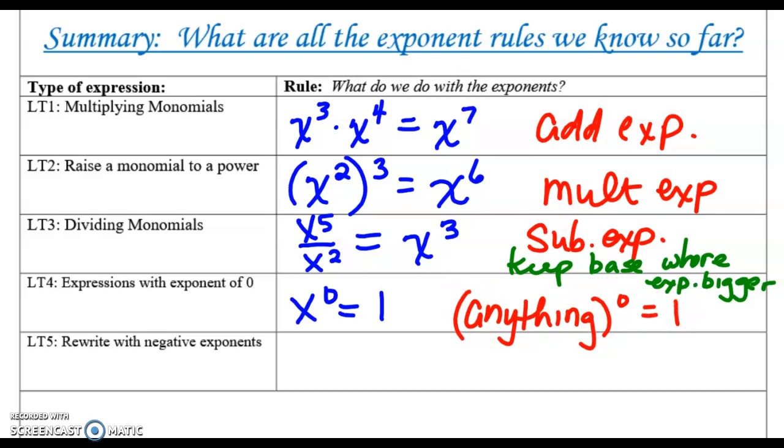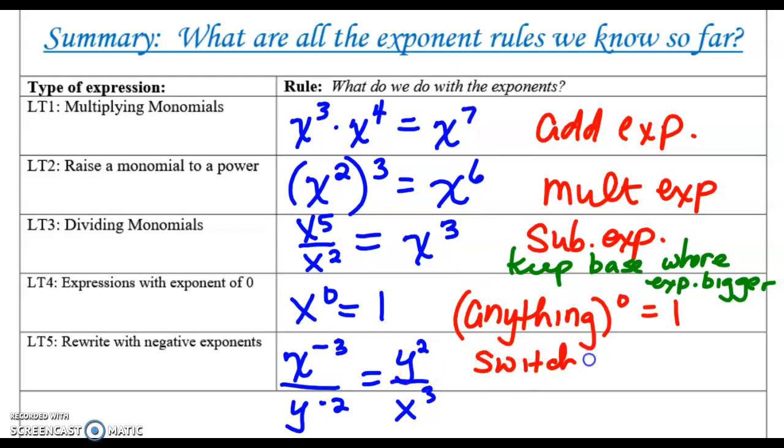Okay, and then rewriting negative exponents. So if we had like x to the negative 3 over y to the negative 2, they actually would both switch positions because they both have negative exponents, and then we make the exponents positive. So we're going to switch the position of the base if the exponent is negative, not the coefficient. And then we're going to make the exponent positive.